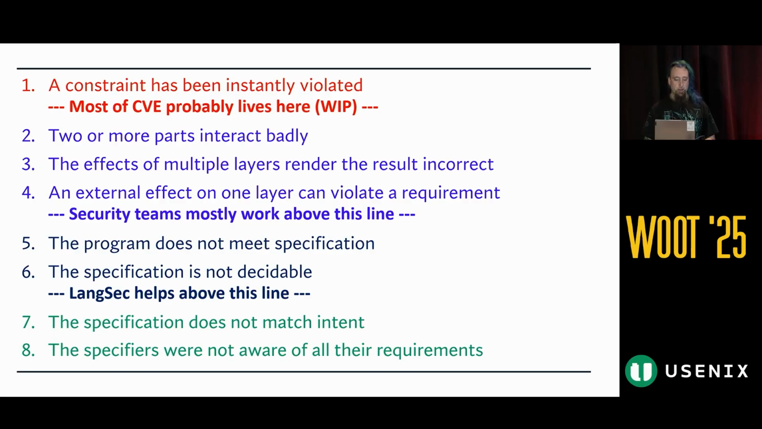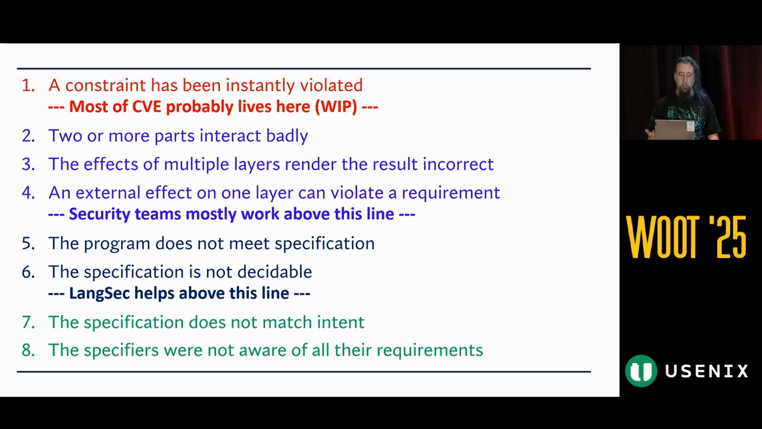Moving up from there are issues where two or more parts interact badly, and I have further examples to exploit these. Maybe even above that, it's not just two or more parts interacting badly, but there are different encapsulated layers that together render the result incorrect.